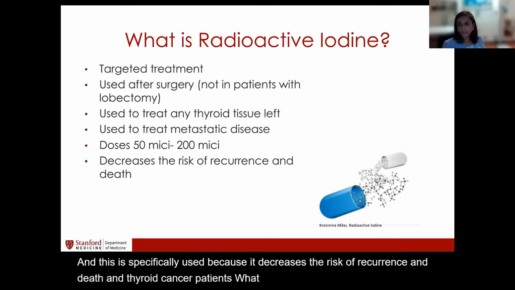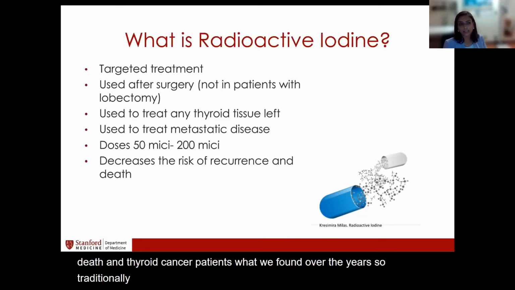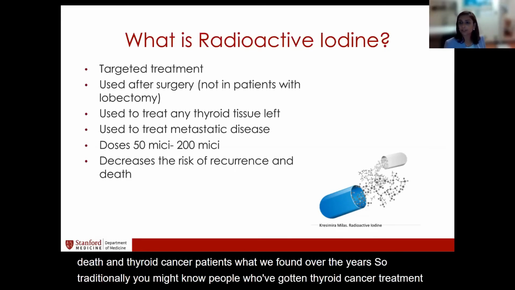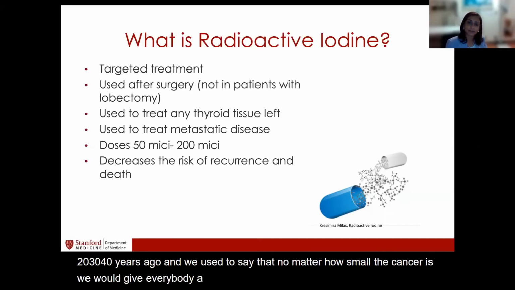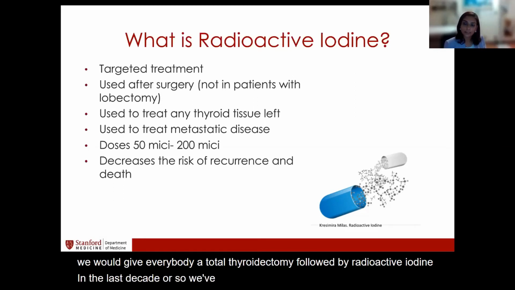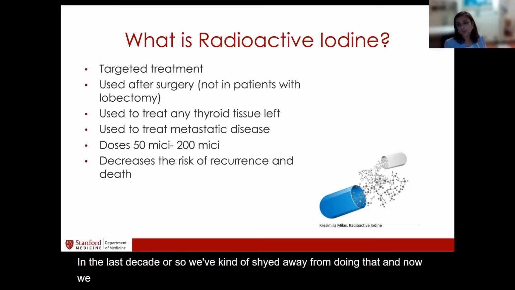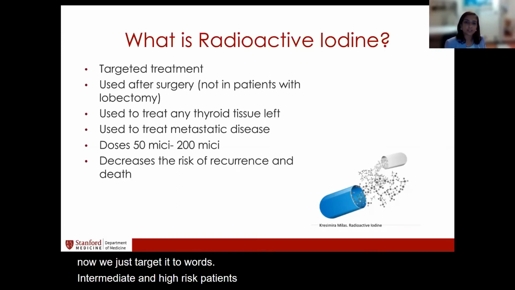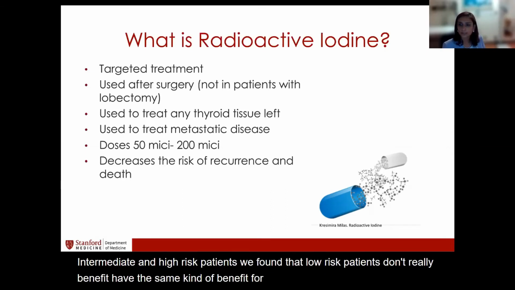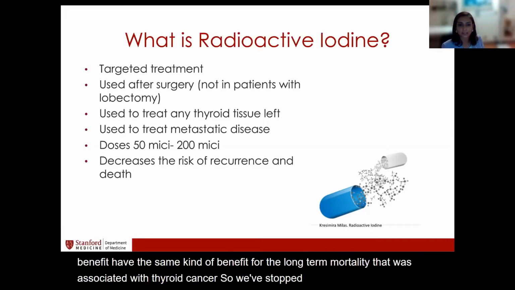What we found over the years, so traditionally, you might know people who've gotten thyroid cancer treatment 20, 30, 40 years ago. We used to say that, no matter how small the cancer is, we would give everybody a total thyroidectomy followed by radioactive iodine. In the last decade or so, we've shied away from doing that. Now we just target it towards intermediate and high risk patients. We found that low risk patients don't really have the same kind of benefit for the long-term mortality associated with thyroid cancer. So we've stopped giving radioactive iodine to that group of people.